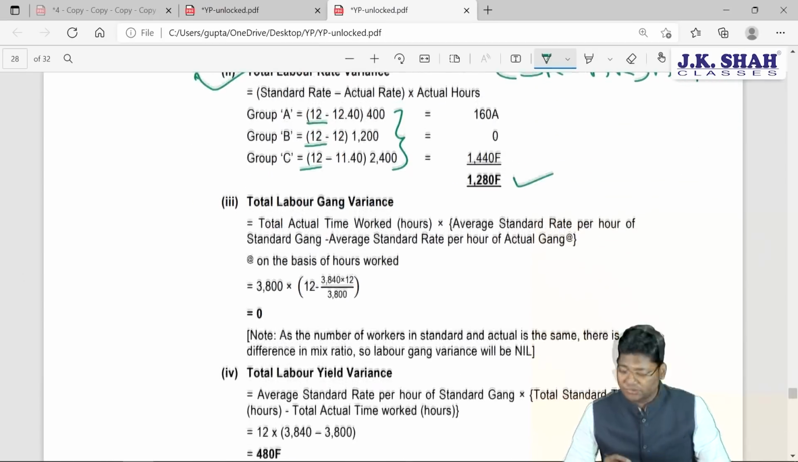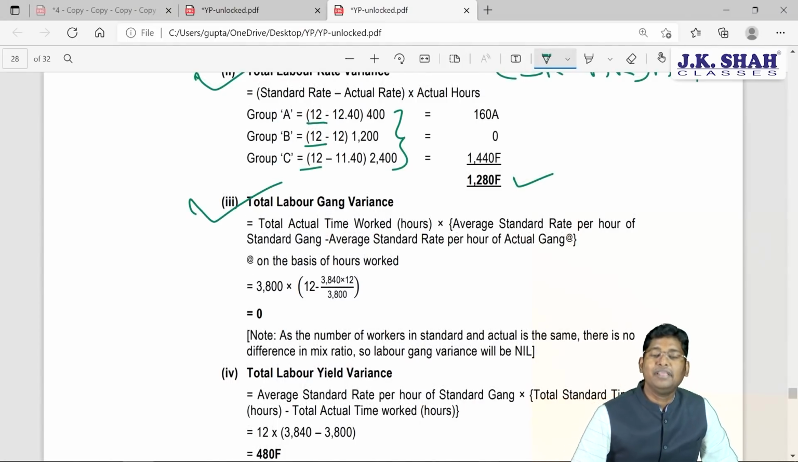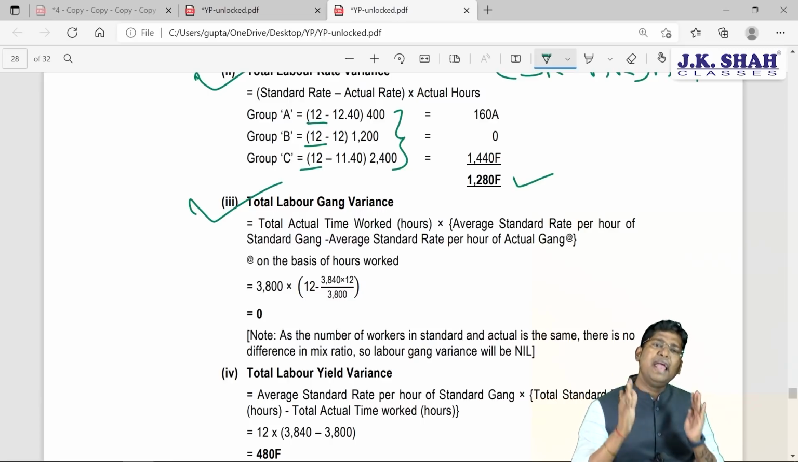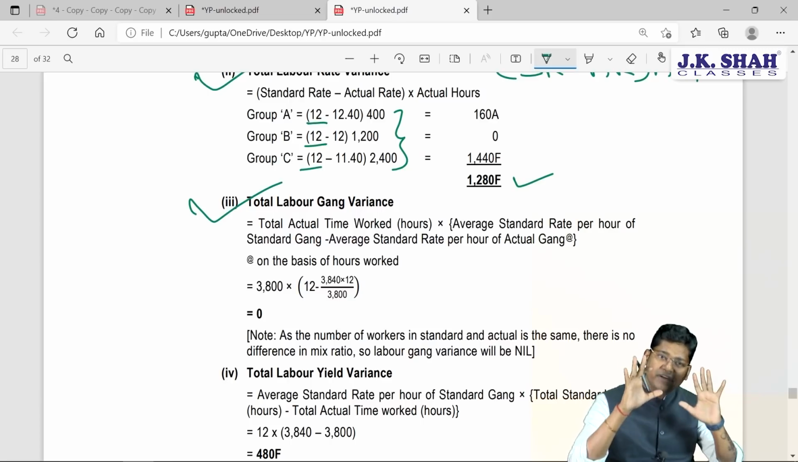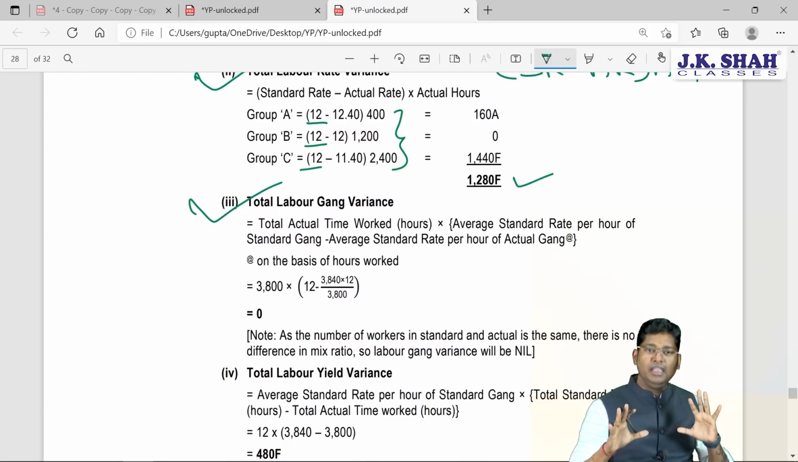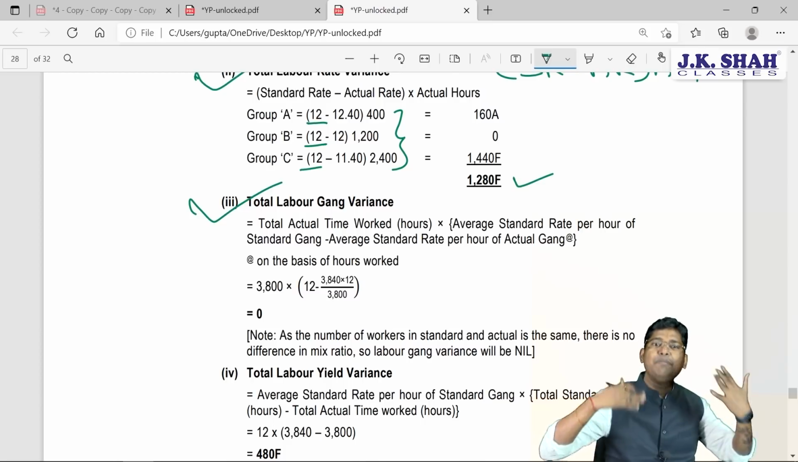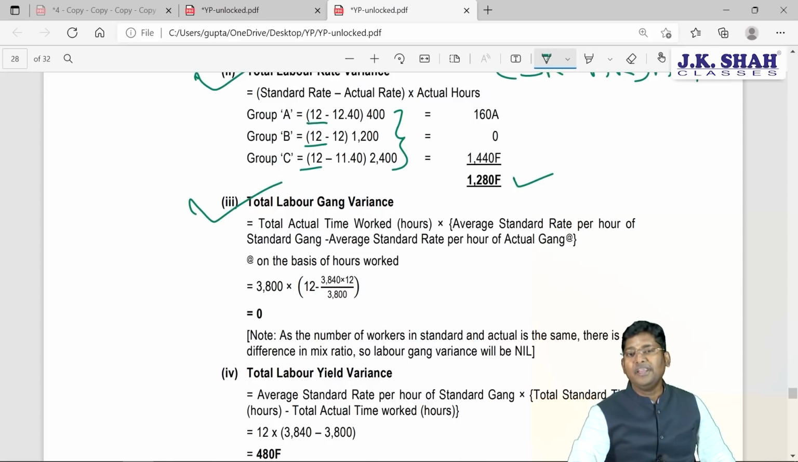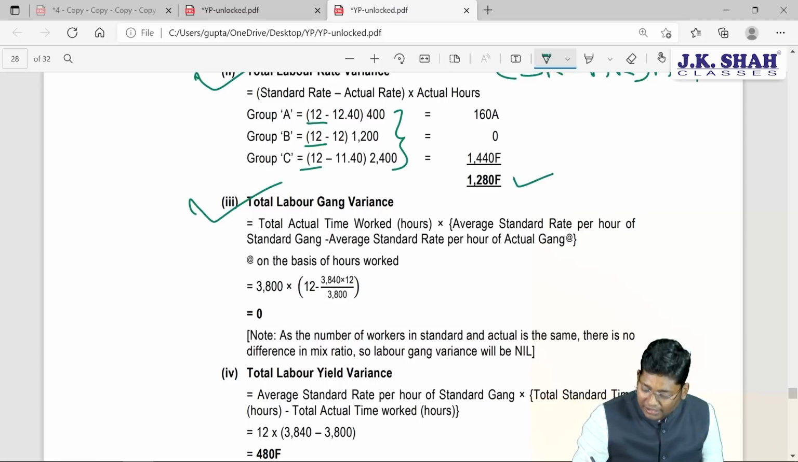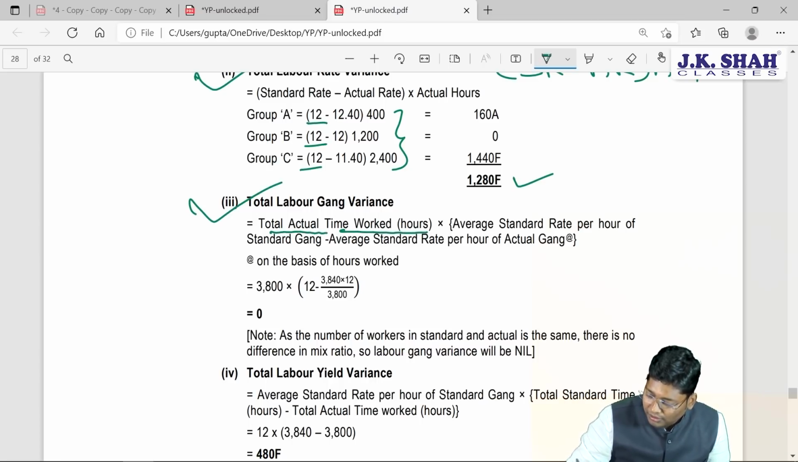The next point is very important, and that is the labor gang variance. Sir, what is the meaning of labor gang? Now try and understand, student. Labor gang variance can only and only be computed when there is a variation in the proportion of worker, in the composition of worker. Whenever there is a labor turnover, in that case only labor gang variance will come. Now according to the given information, see what is given here. Total actual time worked into average standard rate per hour of standard gang minus average standard rate per hour of actual gang on the basis of the standard hours.